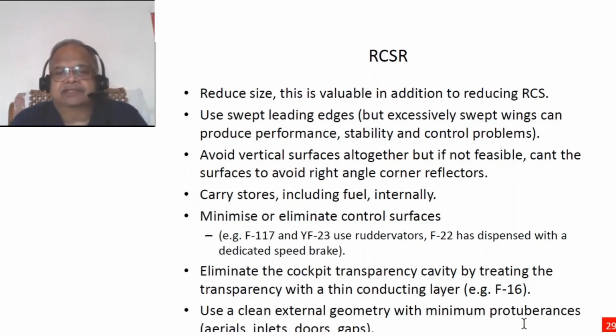Using swept leading edges is one of the techniques where the radar cross section is reduced, but unfortunately excessively swept wings can produce performance, stability and control problems. Very highly swept wings have issues with landing velocity; their stall velocities will be higher. So other issues are there. There are problems related with performance, stability and control, and there needs to be a kind of trade-off between what you're trying to do, reducing the radar cross section, at an acceptable reduction in performance and control.